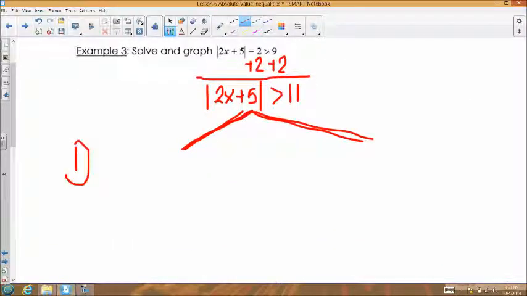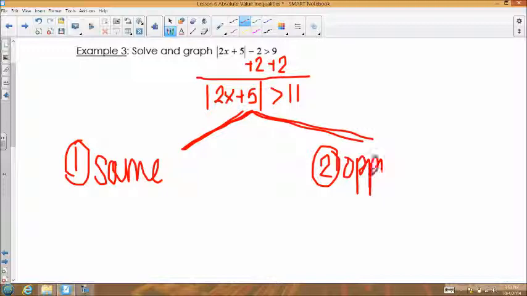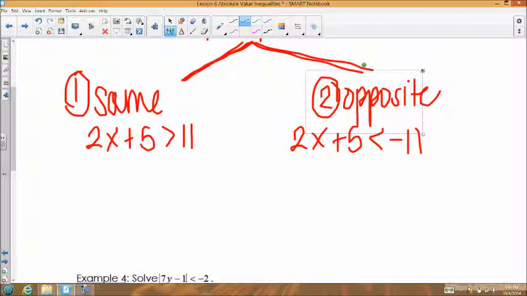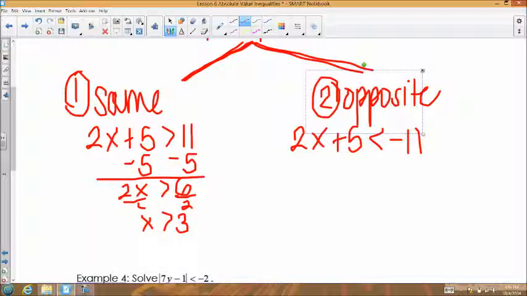So remember, we have the same case, and then we have the opposite, where we flip the sign and we negate the number at the end. So the same case is going to be 2x plus 5 is greater than 11, keeping everything the same. The opposite case, 2x plus 5 is less than, negate the 11. And then just go ahead and solve your inequalities as normal. So subtract 5 from both sides. So we have 2x greater than 6. Divide everything by 2. So x is greater than 3.